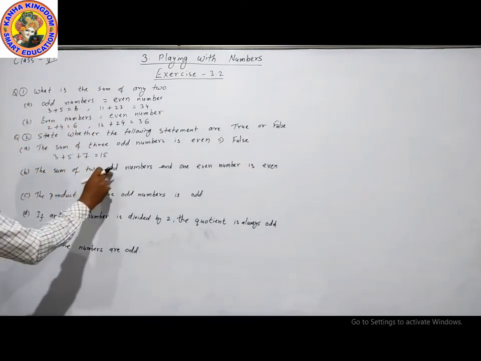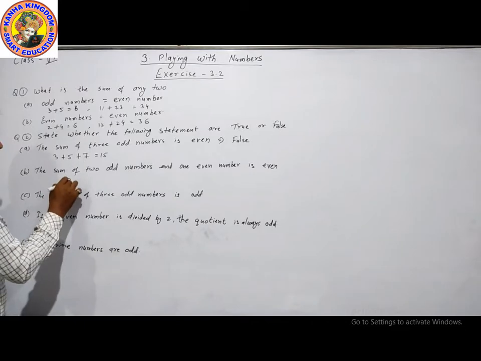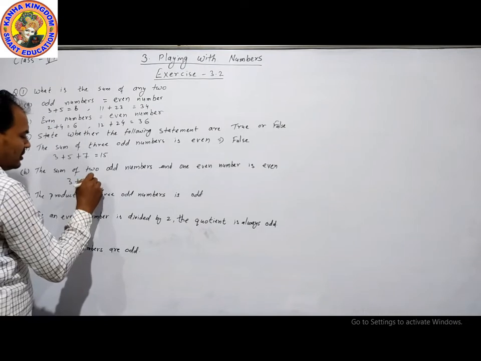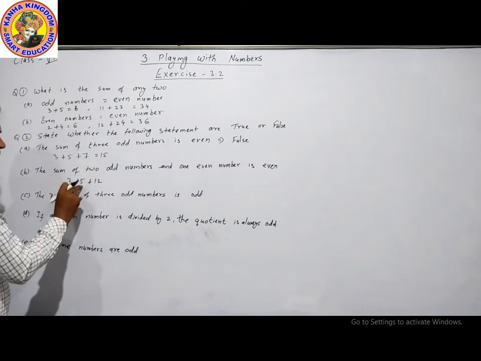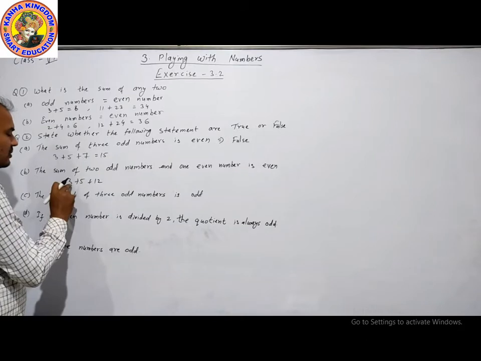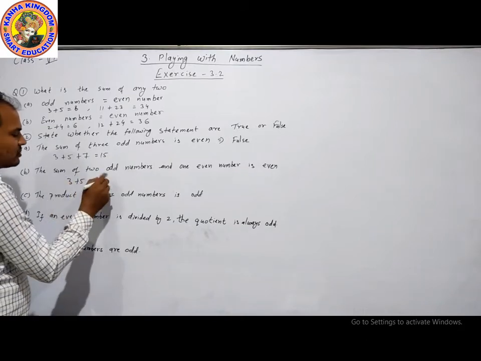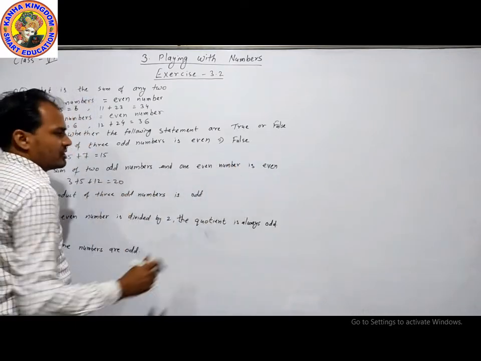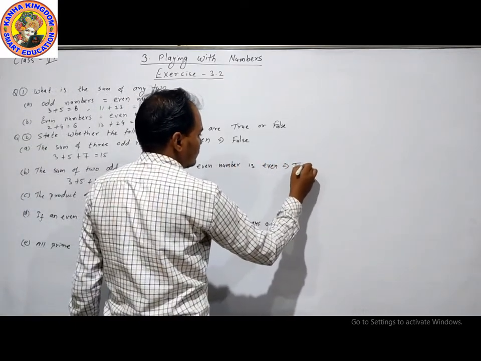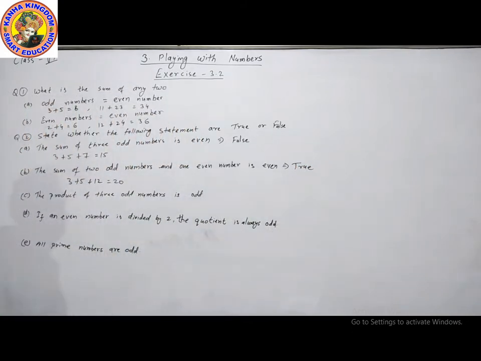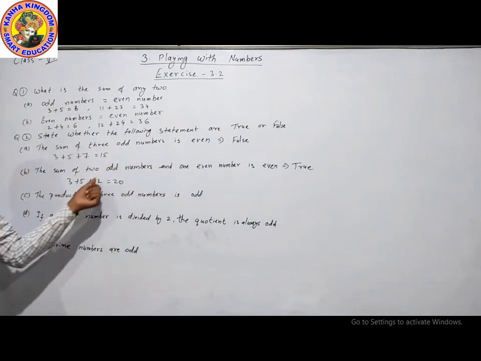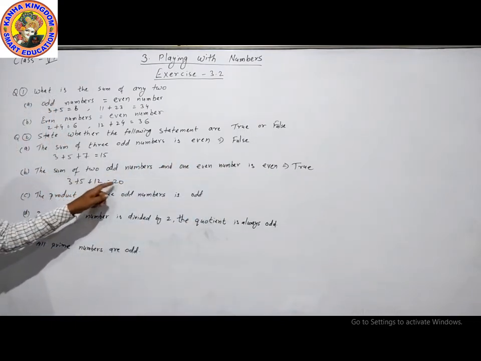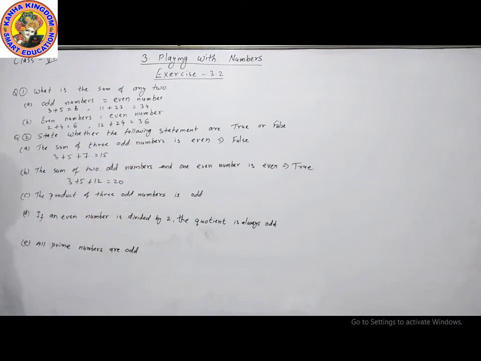Next, the sum of two odd numbers and one even number is even. Two odd and one even. Now 3 plus 5, 8. 8 plus 12, 20. 20 is even. So this is true. If two odd and one even number are added, the answer is even. 3, 5, 8; 8, 12, 20. 20 is even. So the answer is true.